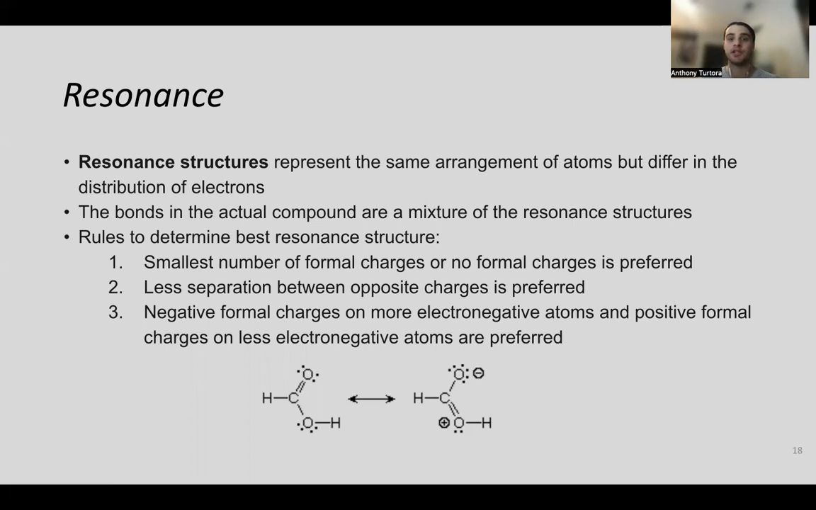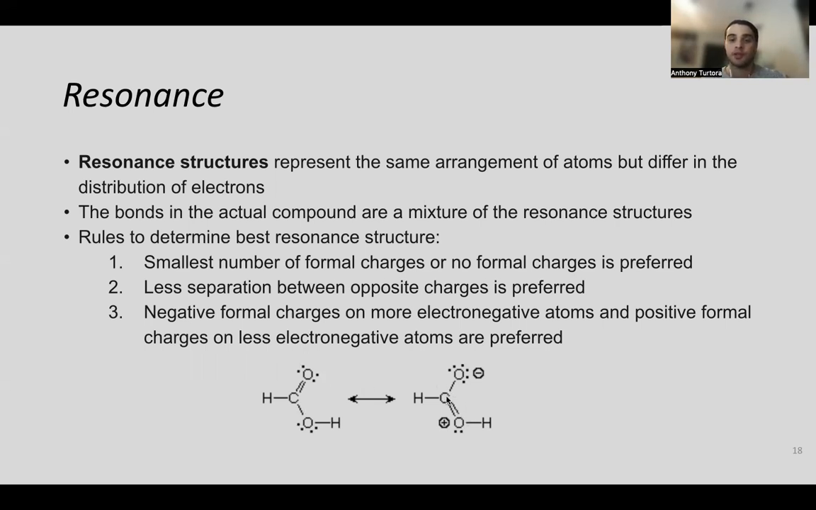There's going to be less separation between opposite charges. And then there are always going to be negative formal charges on more electronegative atoms and positive formal charges on the less electronegative atoms. So in this case, we have this molecule where formal charge is minimized. There are no formal charges. Then we have its resonance structure here, where we get a positive charge on this oxygen and a negative charge on this oxygen. So the first one is going to be better because we have the smallest number of formal charges, which is no formal charge.